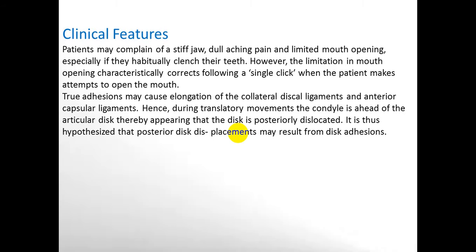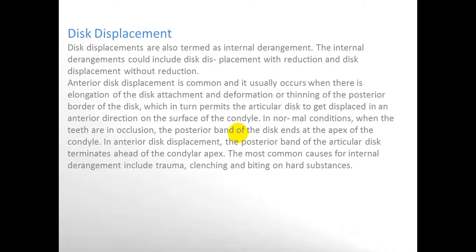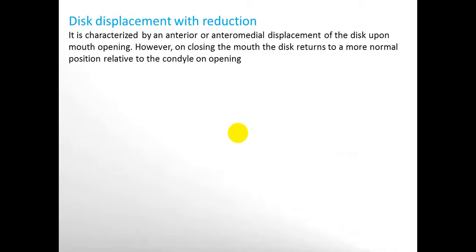However, the limitation in mouth opening characteristically corrects following a single click when the patient attempts to open the mouth. Disc displacements are also termed internal derangement. Internal derangement could include disc displacement with reduction and without reduction. Starting with reduction, it's characterized by an anterior or anteromedial displacement of the disc upon mouth opening. However, on closing the mouth, the disc returns to a more normal position relative to the condyle.